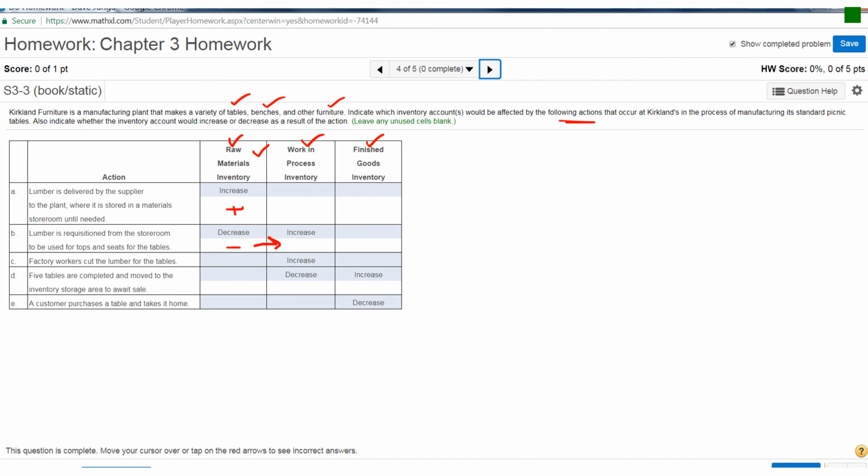Letter C, it says factory workers cut the lumber for the tables, most likely direct labor. That's going to be an increase into work in process. Letter D, 5 tables were completed and moved to the inventory storage area, so you're going to be moving them out of work in process. So you most likely would say decrease work in process and increase finished goods. Finally, it says a customer purchased a table and takes it home, so you're going to take it out of finished goods. That's going to be a decrease, and the offset usually would go to an increase to the cost of goods sold account.